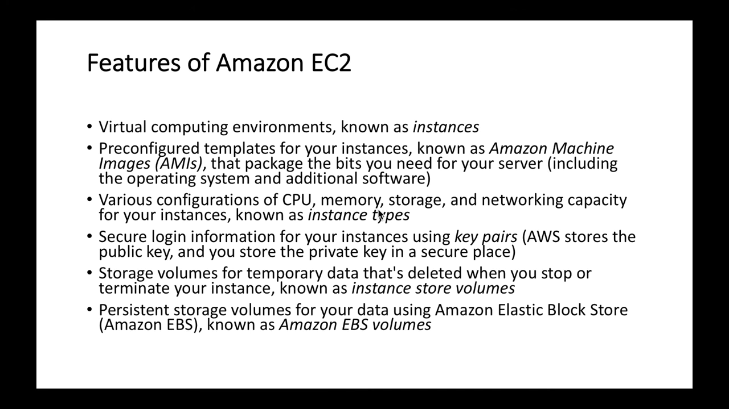The first term is instance. When we create any EC2 machine, we call that machine an instance, and an instance is usually predefined, which we call Amazon Machine Images. What does pre-configuration mean? It comes with some memory, some CPU, some storage, and some operating system installed on it. So we call it AMIs.